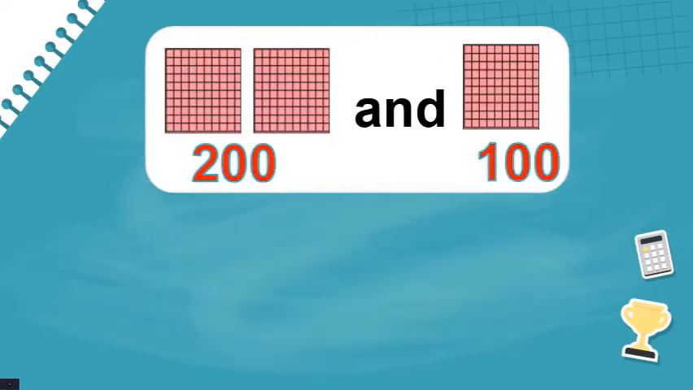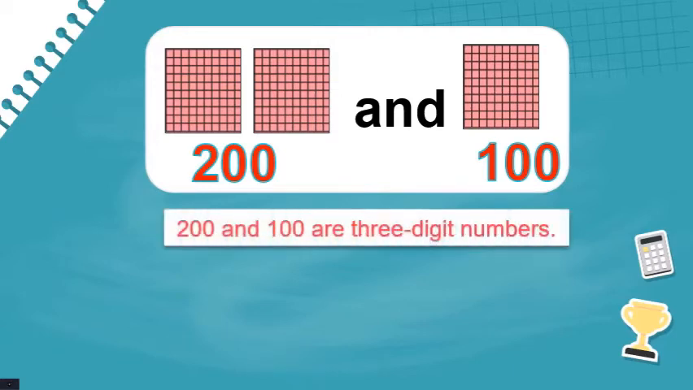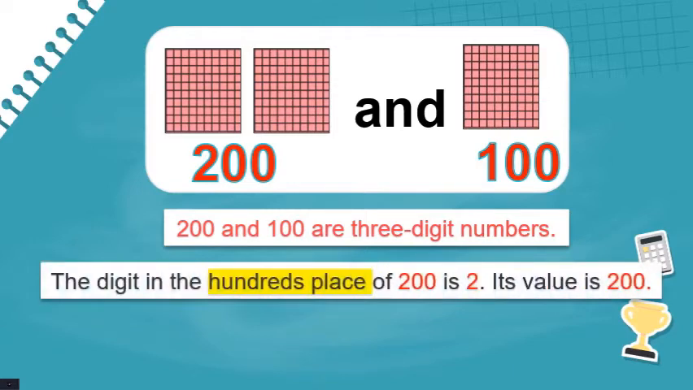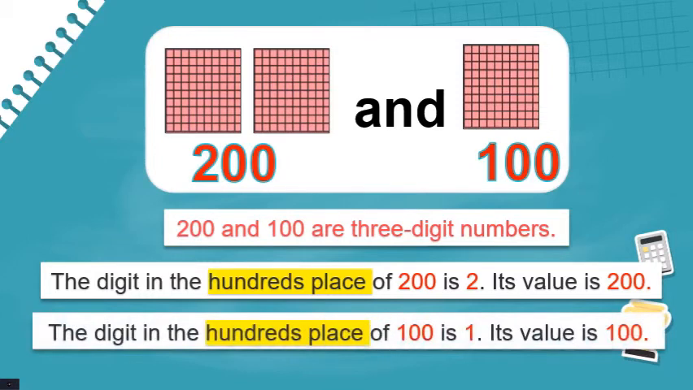We have here 200 and 100. 200 and 100 are three-digit numbers. The digit in the hundreds place of 200 is 2. Its value is 200. The digit in the hundreds place of 100 is 1. Its value is 100. So which one is bigger? 200 or 100?